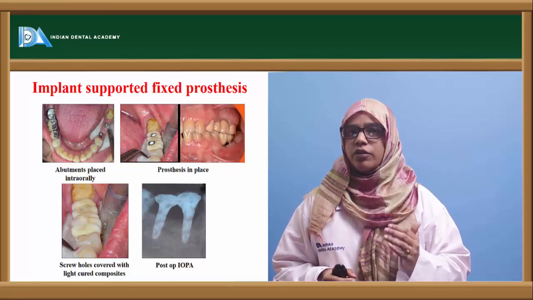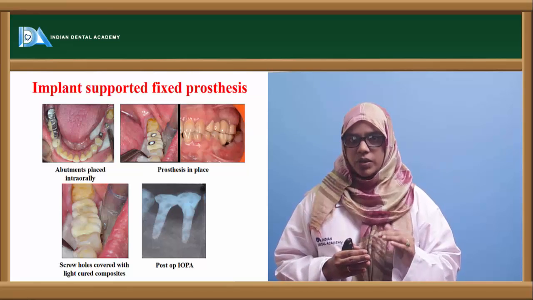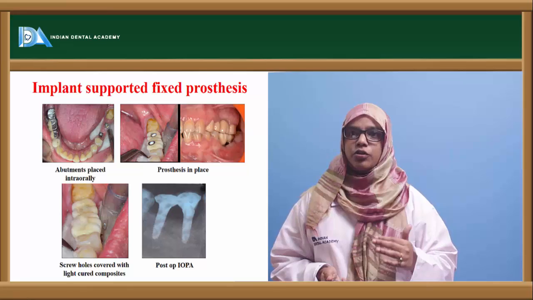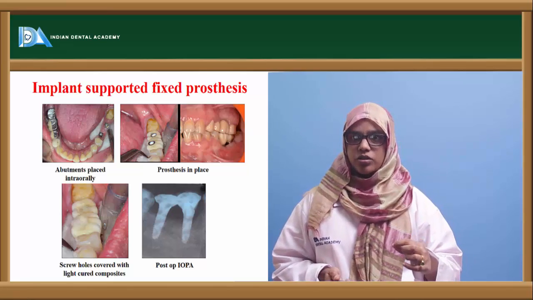You will always have a hole on the occlusal surface. This hole is initially packed with a small piece of cotton and then composite is built over it. This way you don't have to break the implant; you just remove the composite, unscrew it and remove it.